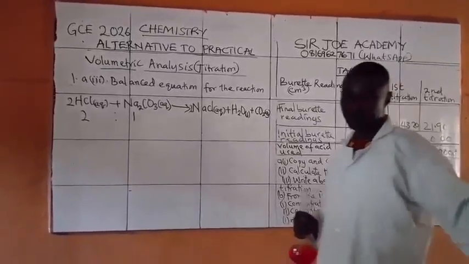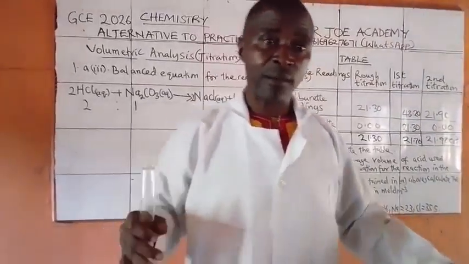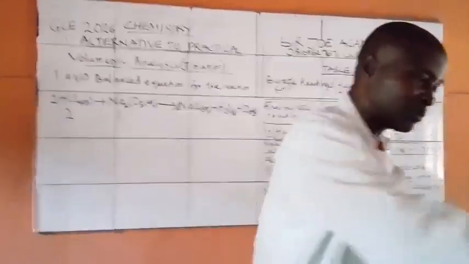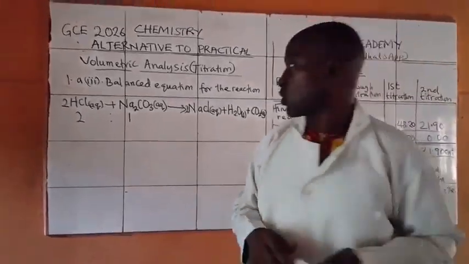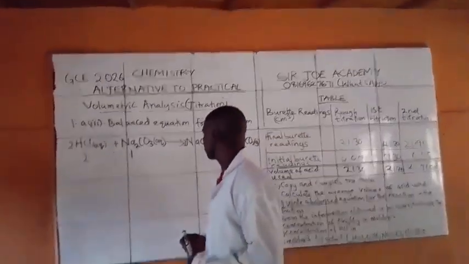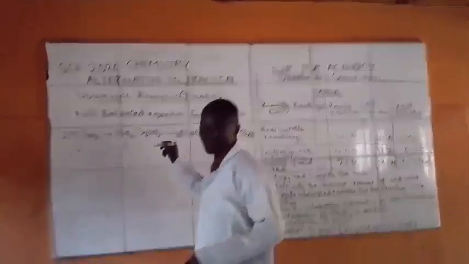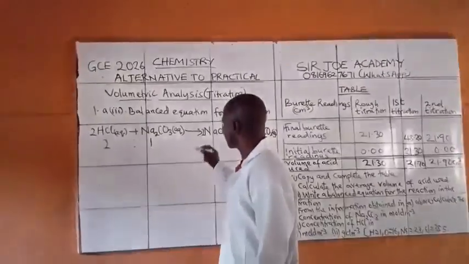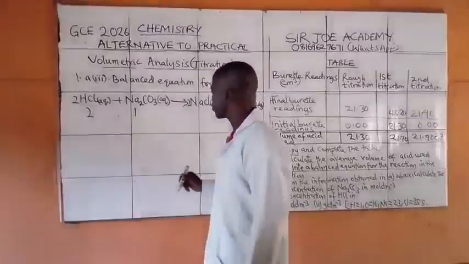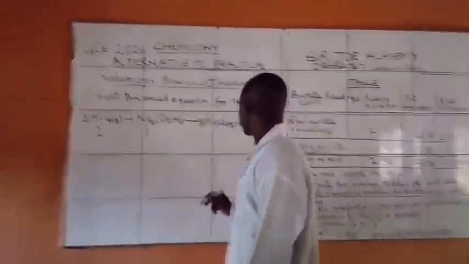As I've said, the indicator is methyl orange. It's methyl orange because the acid is a strong acid, but the base is a weak base. So we use methyl orange as the indicator for this titration.